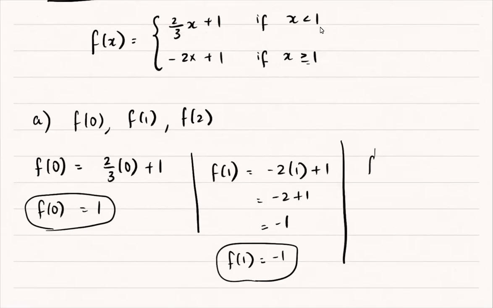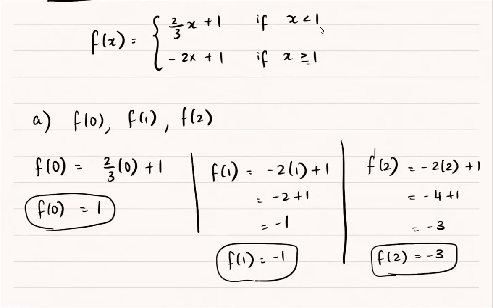Now the third part is f of 2. 2 is obviously greater than or equal to 1. It is greater than 1. So I use the second function. So I get f of 2 is negative 3. Okay, and that's how you evaluate, by first determining which of the two functions I'm going to use depending upon where the x value lies, and then I substitute and find it.